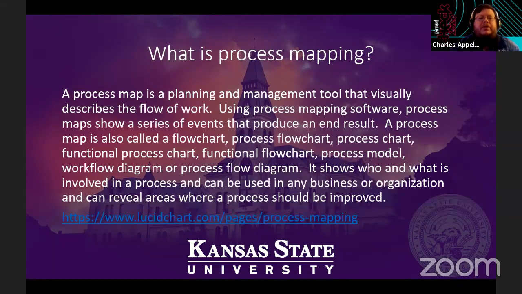So with this, I'm going to go ahead and start. On our first slide here, we have a formal definition of process mapping. What's important to know here of what process mapping is that it's a visual tool to show the flow of work. So that's the main area. It conveys a lot of information. So it shows who and what is involved in a process that can be used in any business or organization. And so those are kind of the key elements of it.